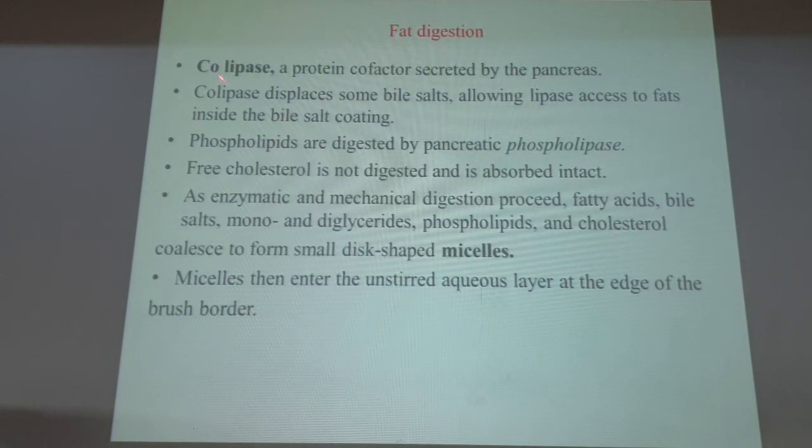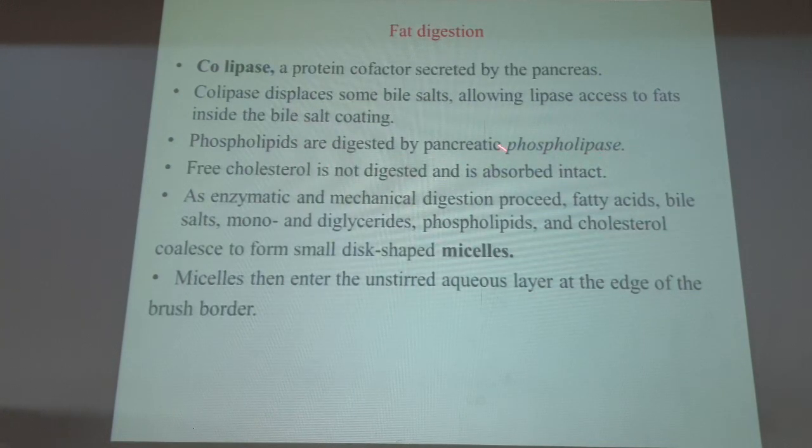Colipase is a protein cofactor secreted by the pancreas. It will do what? It will displace some bile salts from the surface of the lipid droplet surrounded by bile salts, so that it can be easily acted on by the lipase enzyme, with the surrounding bile salts helping the lipase act on the lipid.